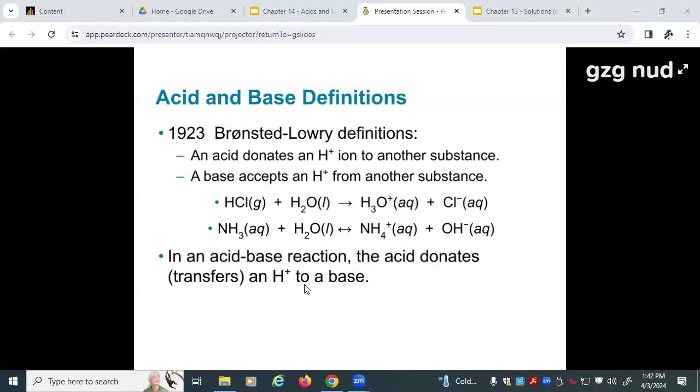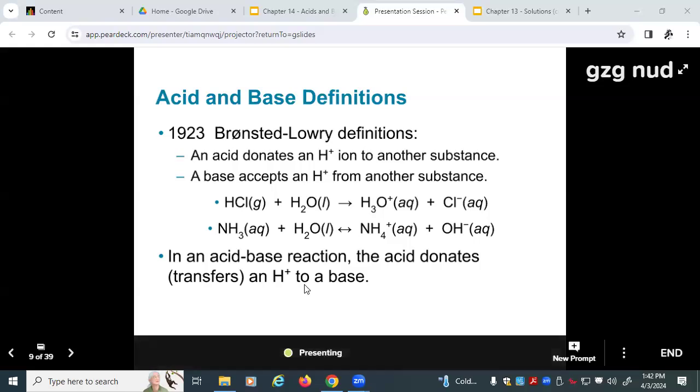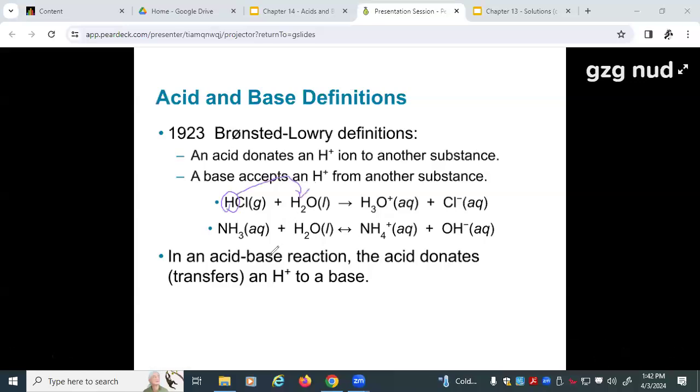So under the Bronsted-Lowry definition, both of these reactions are acid-base reactions because they both involve the movement of a hydrogen ion. The difference is twofold. Which direction is the hydrogen ion moving? In the first example, we see that the hydrogen ion is moving to the water. And that allows us to define HCl as an acid.